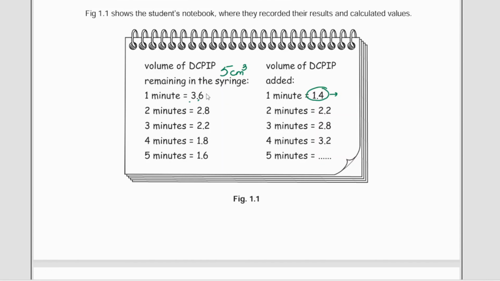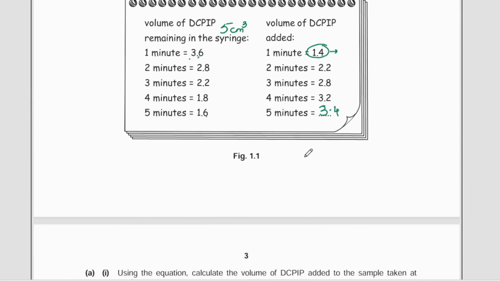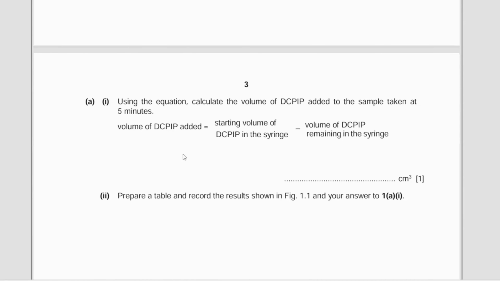Subtracted. Yes, 1.6. 5 minus 1.6, so the answer is, yes. Okay, here the starting volume in the syringe is 5, and the volume added is 1.6. So the answer is 3.4 cubic centimeter, which is already written.